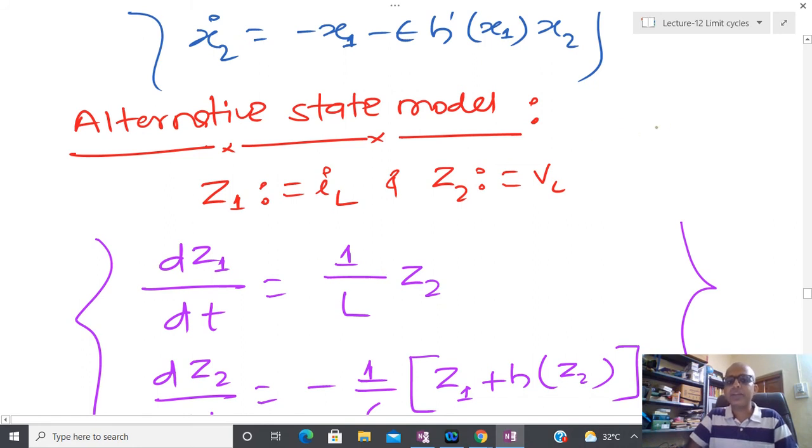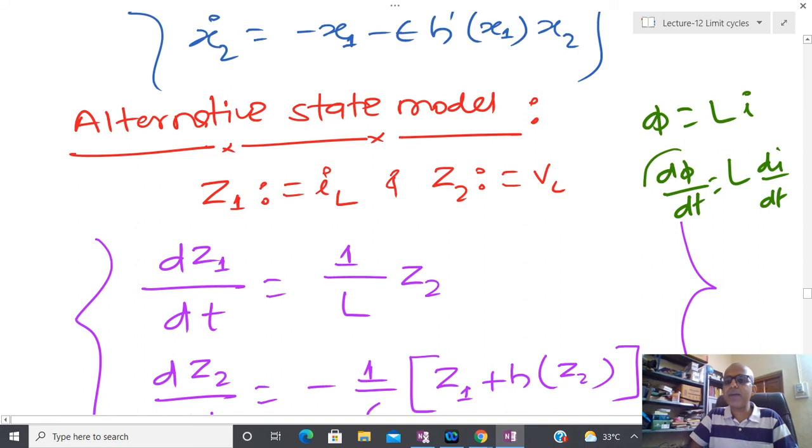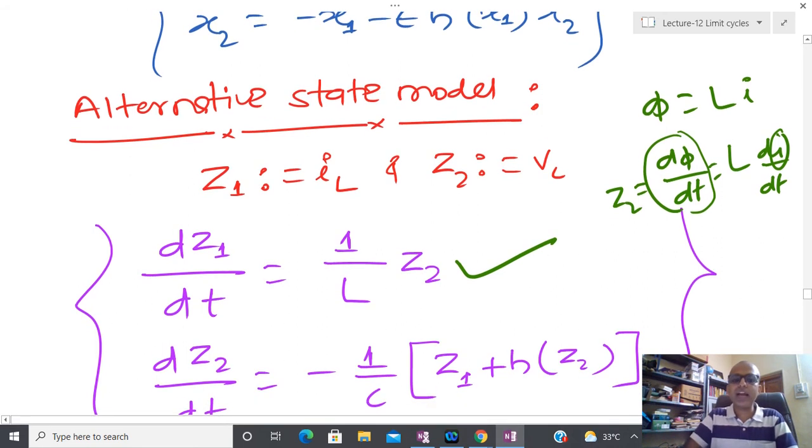Try to see that I know phi equals Li, so d phi by dt equals L di by dt, and d phi by dt is nothing but the voltage across the inductor, and we know that the voltage across the inductor and the voltage across the capacitor are all equal. So d phi by dt equals V, so I can replace this by Vc, and that is equal to Z2. So Z2 equals L di by dt, and I know this I equals IL, and that is Z1. Due to that reason this expression comes into the picture. Does anyone have confusion? Now I am going to derive the second equation.